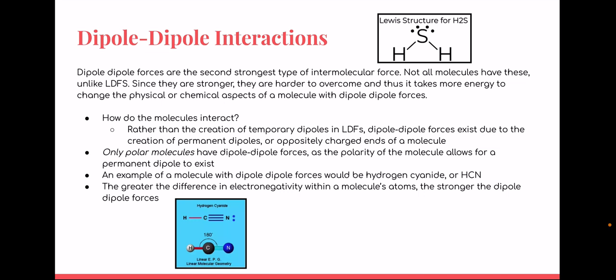You can see right here at the bottom there's a drawing of HCN. Notice how there's a stronger pull between the H and the C atom than between the C and the N atom. This pulls the entire molecule towards that hydrogen atom and creates a permanent dipole moment. The greater the difference in electronegativity within a molecule's atoms, the stronger the dipole-dipole forces. At the top you can see a Lewis structure for H2S, and this is another polar molecule with dipole-dipole interactions.